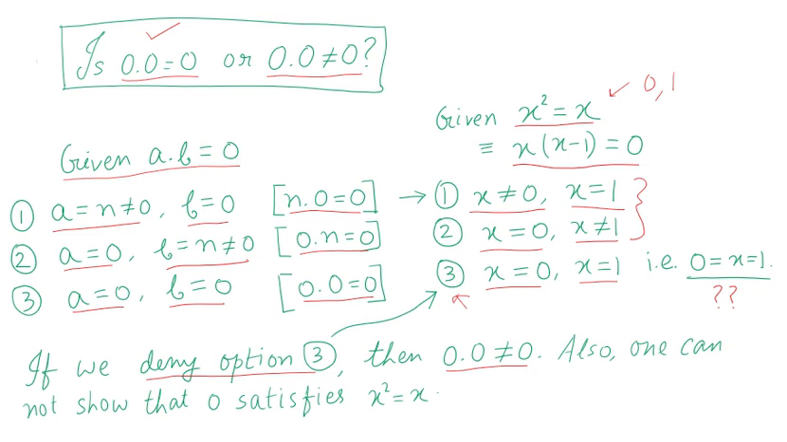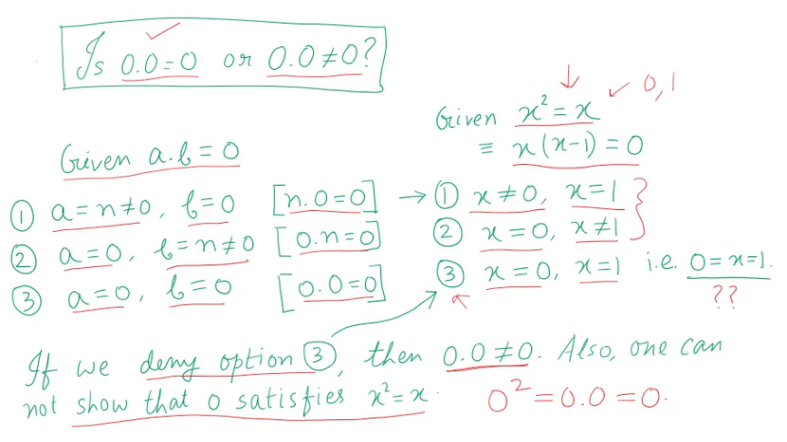And the more interesting fact is that if we deny 0 into 0 equals 0, you cannot show that 0 is a root of this equation. That is, you cannot show that 0 satisfies x square equals x. And why? Because to show that 0 satisfies x square equals x, you need to write 0 square equals 0 into 0 equals 0. But you have denied the third option, that is, you have considered 0 into 0 not equal to 0.